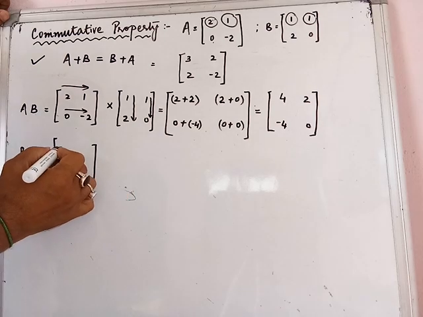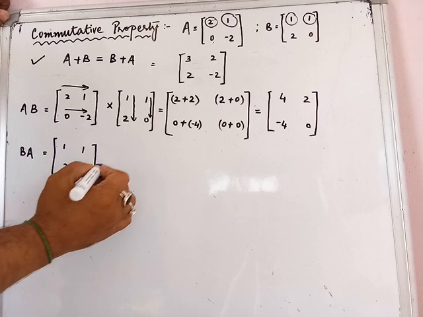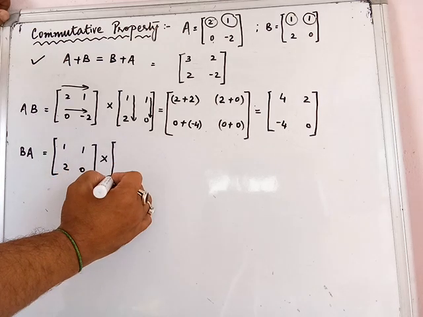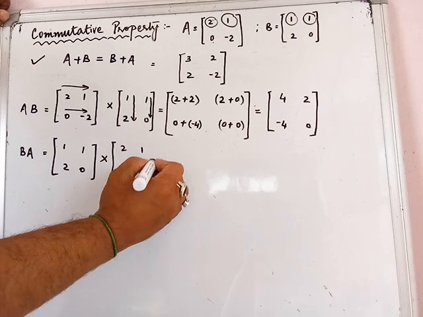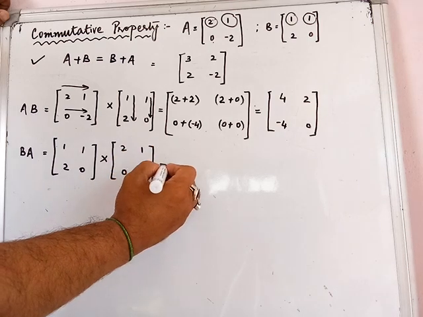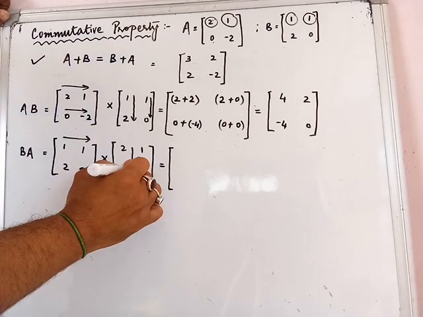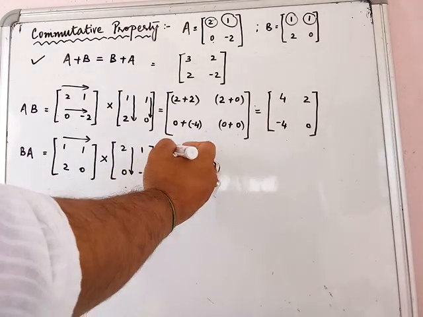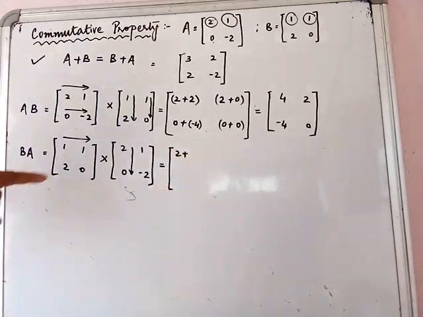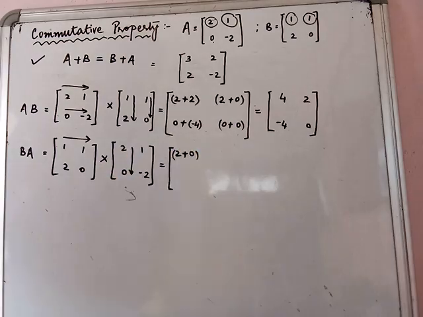Okay, so obviously here B will be the one coming first, 1, 1, 2, 0, that is matrix A, and matrix B we have 2, 1, 0, minus 2. Okay, so once again row wise and column wise. So 1 into 2 is going to give you a 2, plus 1 into 0 is going to give you a 0. That's the first entry.